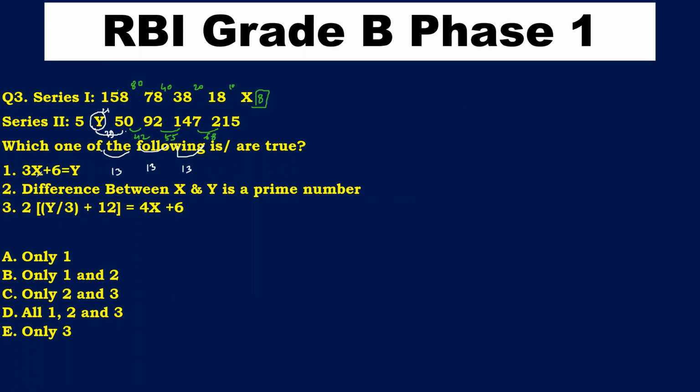So which of the following is or are true? First, 3x plus 6. X is equal to 8, we know. Y is equal to 21, we know. 3x plus 6 is equal to y, so no. Difference between x and y is a prime number. Their difference here is 13, which is yes, a prime number. Second is correct. And 2 times y by 3 plus 12: y by 3 is 21 by 3, 7. 7 plus 12, 19. 19 into 2 is 38. This number is 8 into 4, 32 plus 6, 38. So yes, that means only 2 and 3, they are correct.